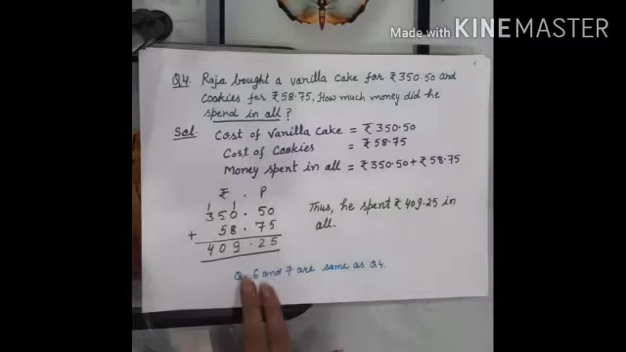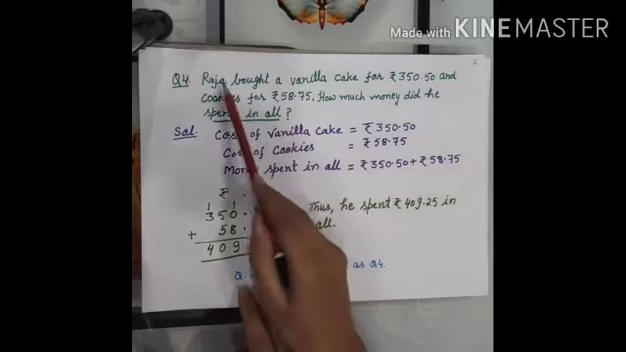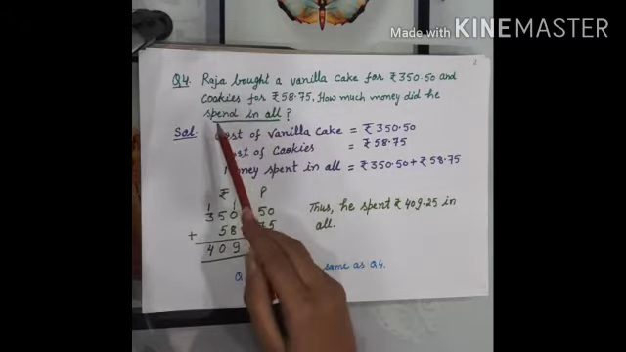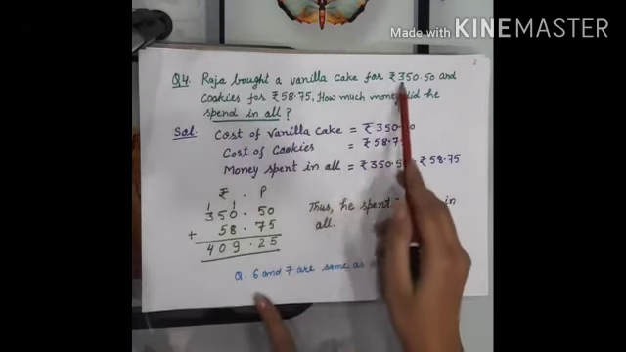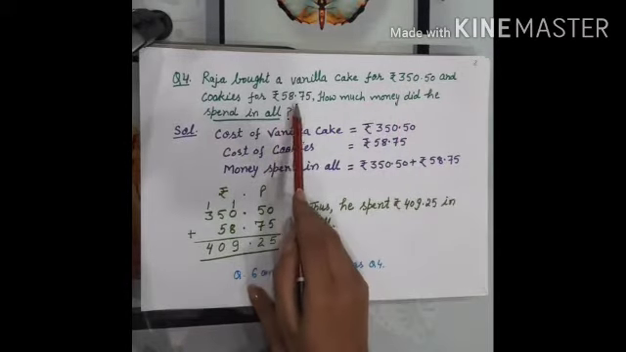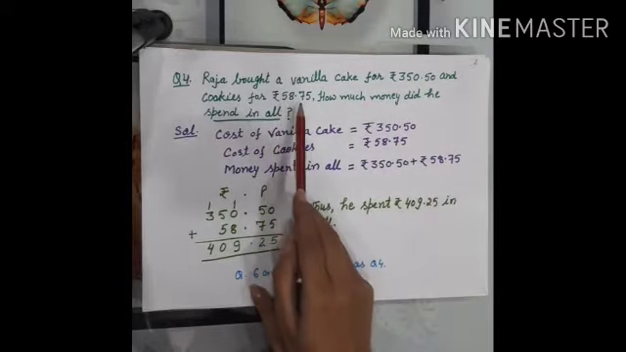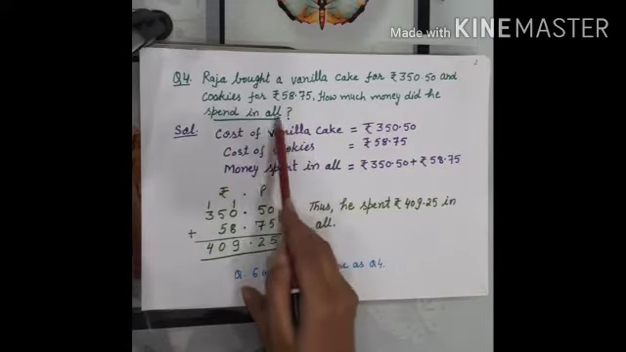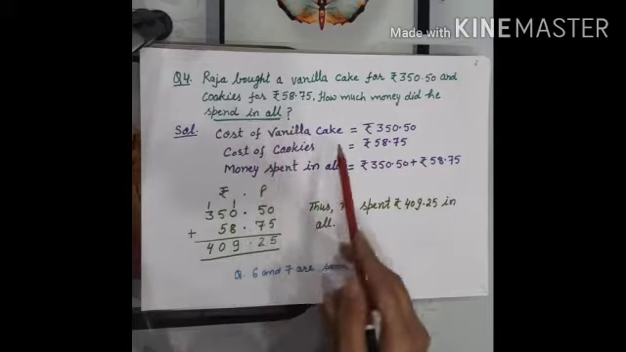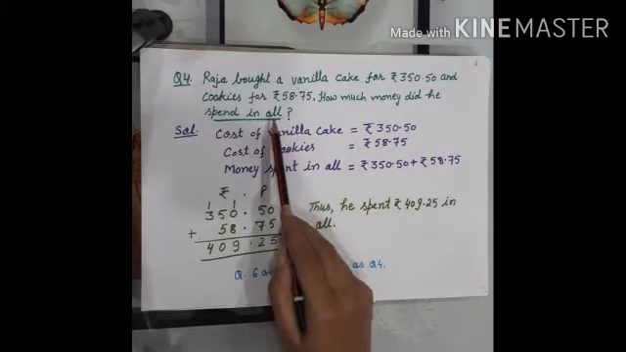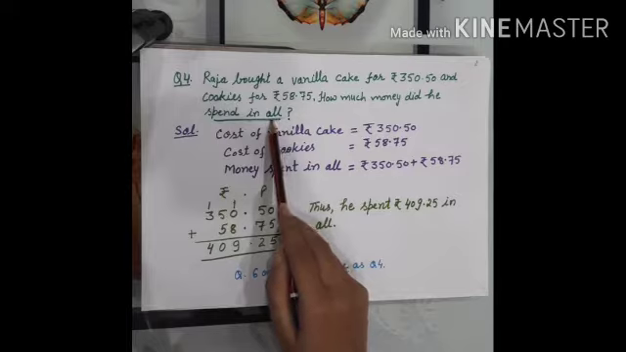Question 4. First, read the statement carefully. Raja bought a vanilla cake for rupees 350 and 50 paise and cookies for rupees 58 and 75 paise. How much money did he spend in all? Here we have to find the total money he spent. It means that we have to add them.